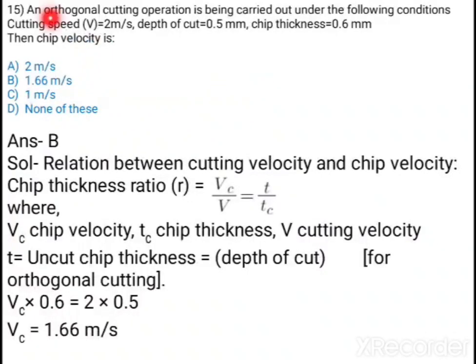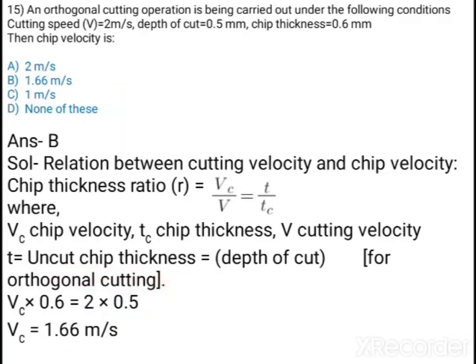Now next question: an orthogonal cutting operation is being carried out under the following conditions: cutting speed 2 meter per second, depth of cut 0.5 mm, chip thickness 0.6 mm, then chip velocity is. So VC is being asked, and you have to remember the relationship of chip thickness ratio, that is r is equal to t by tc is equal to Vc by V is equal to lc by l. Here Vc is the chip velocity, tc is the chip thickness, and V is the cutting velocity, where t is the uncut chip thickness, and uncut chip thickness is nothing but your depth of cut, for orthogonal cutting only.